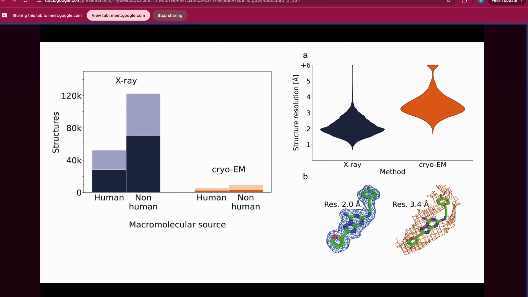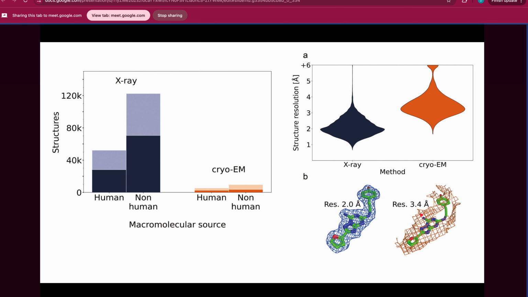And in this particular review, when they were performing multiple comparisons among different studies, they have shown that if we compare the structures from X-ray and cryo-EM, many more structures have been solved by X-ray crystallography than cryo-EM. And if we talk about the resolution, that is, how well we can distinguish between 2 points in 3D space, then X-ray crystallography has a better resolution, whereas cryo-EM has a little lesser resolution.